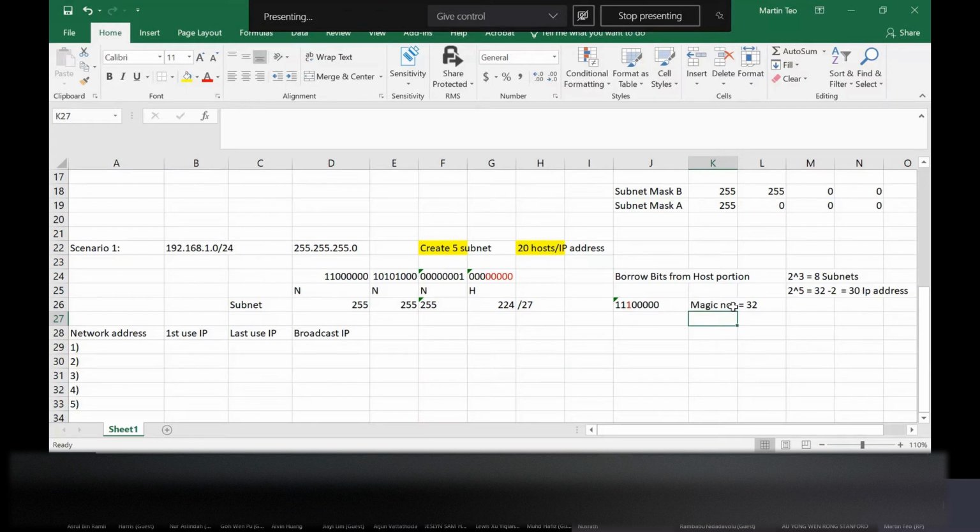All right, so how are we going to do with that? The first network address will be 192.168.1.0. The second network address will be 192.168.1.32. The third one will be 192.168.1.64. We keep on adding the 32. This will be the magic number.